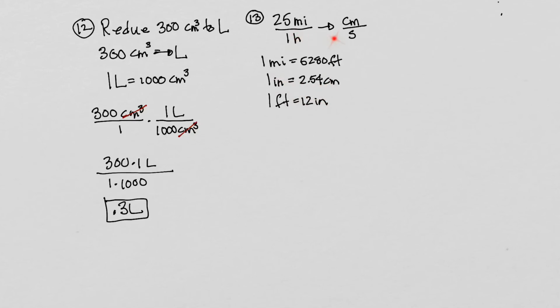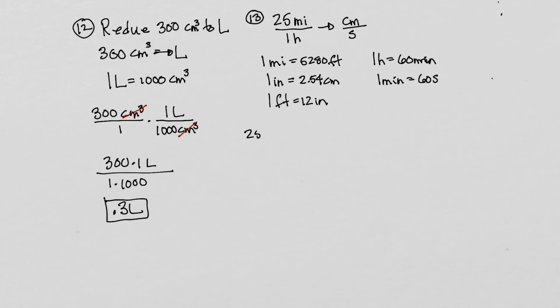Now, let's take care of those denominators. We want to go from hours to seconds. Well, here's one that I'm sure we know, probably don't have to look up. 1 hour is equal to 60 minutes, and 1 minute gives us 60 seconds. So let's set this all up now.